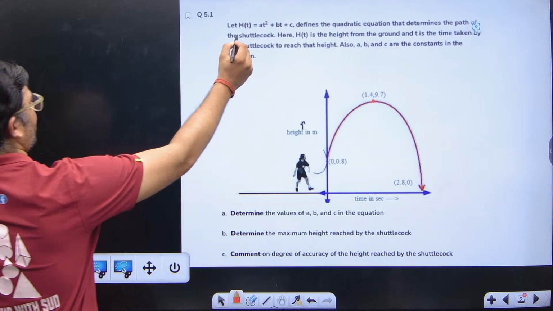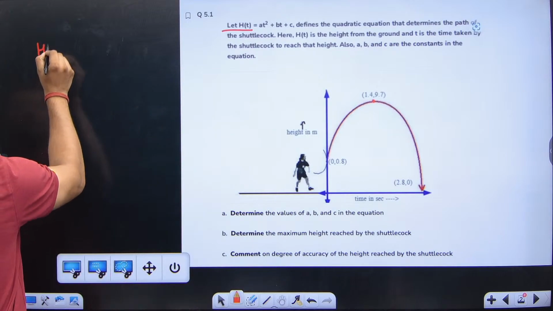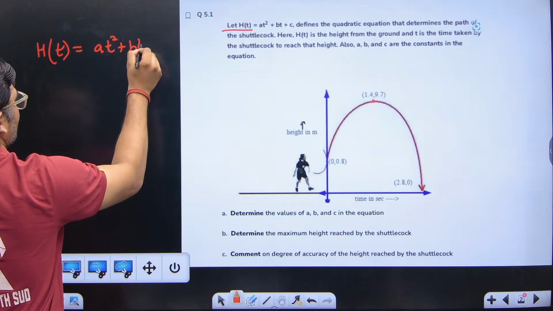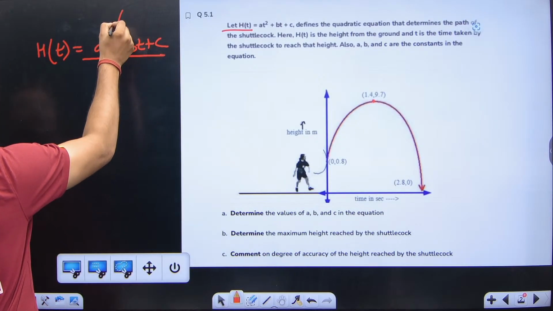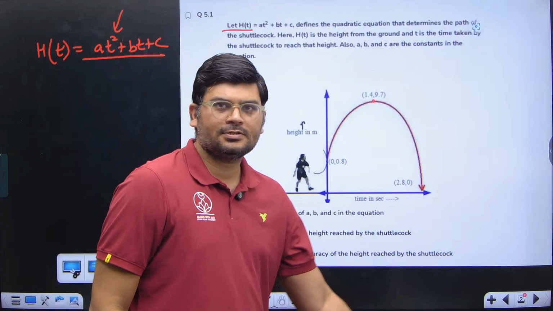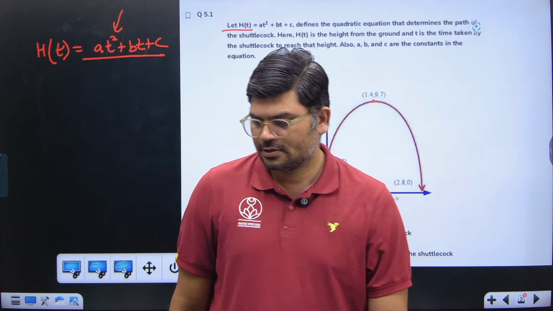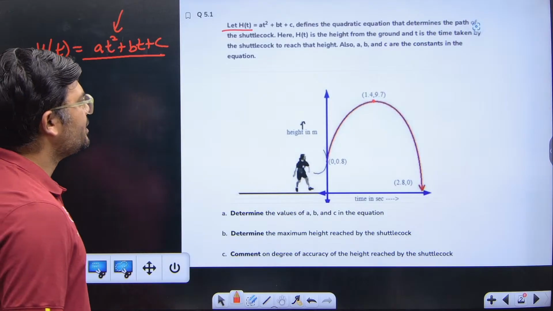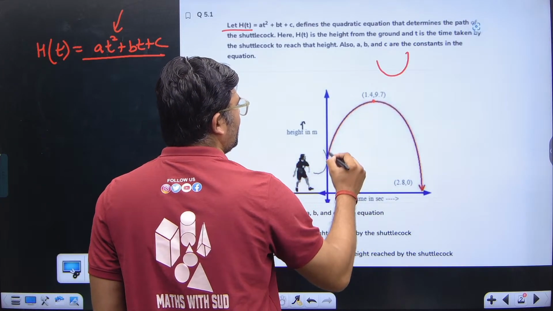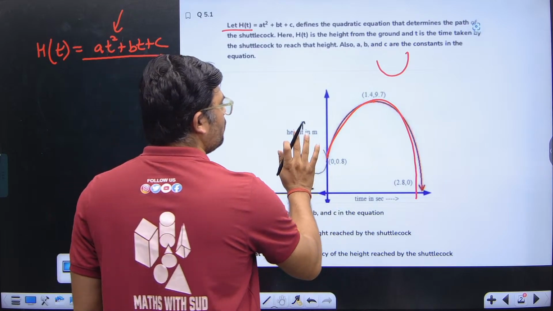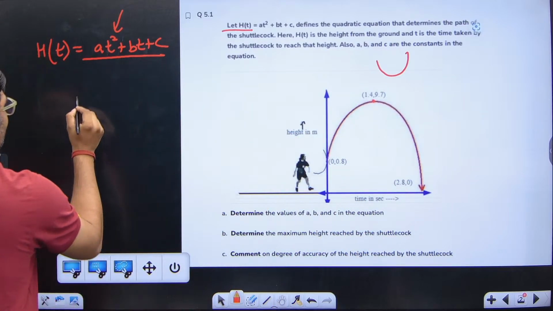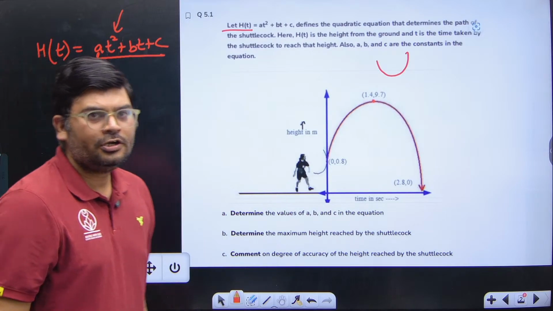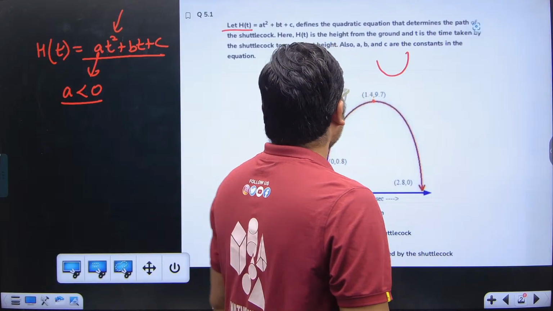It is also a function only. The function is given as at square plus bt plus c. Now if you see the square part, what kind of function is this? Quadratic. Very good. Now the second part: is it opening upward or is it opening downward? Downward. So downward means the coefficient of x square is negative, so you will immediately understand that a is negative. Understood? Yes. Okay.